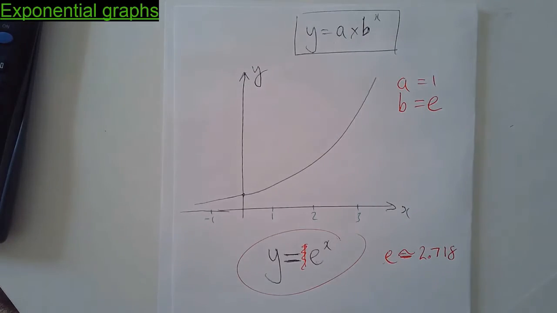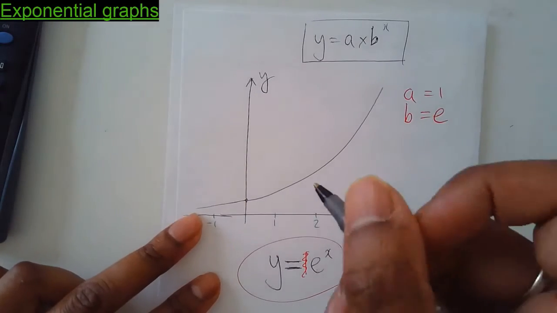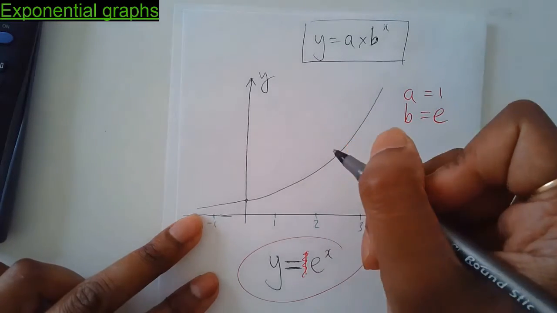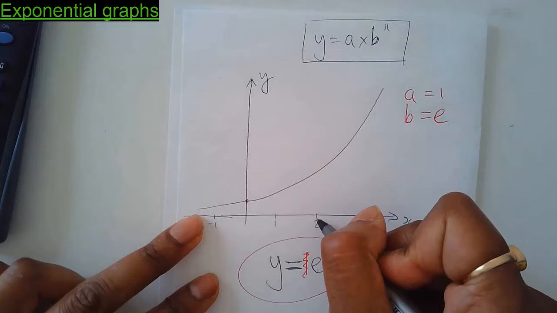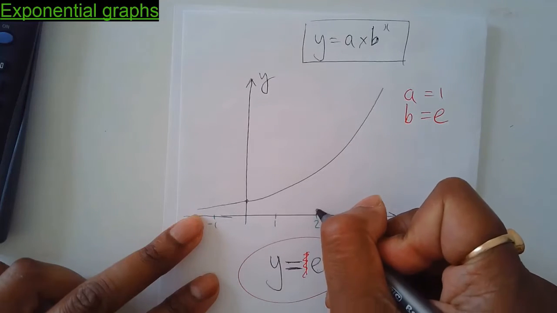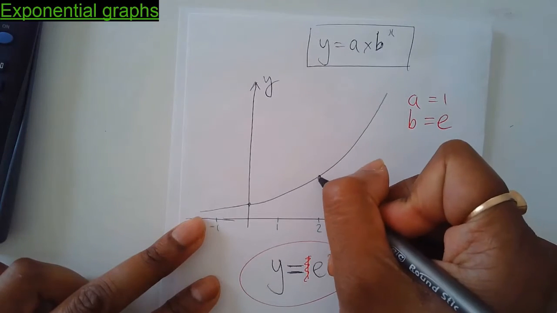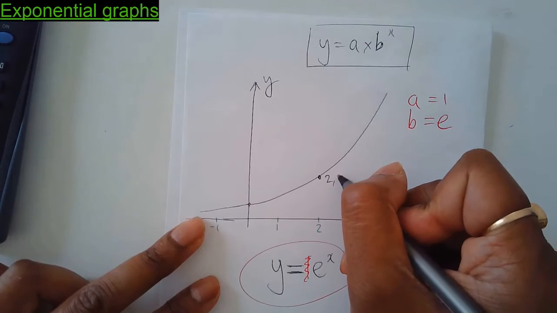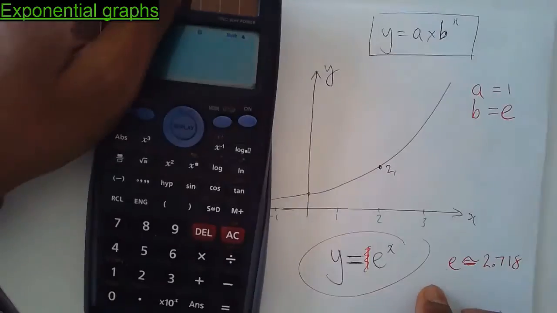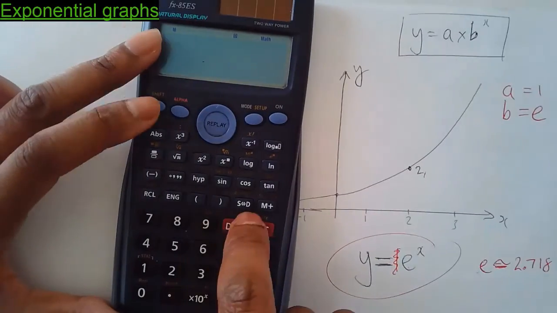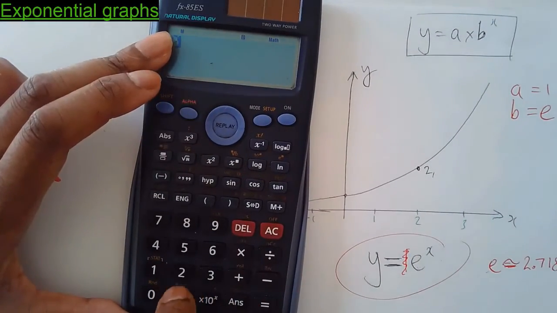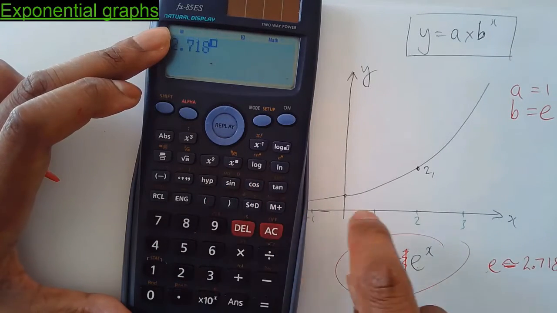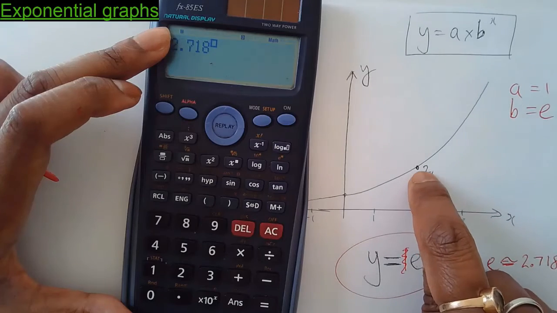Now, what's special about this is that when you want to find, for example, the gradient, let's say we want to find the gradient 2 along the corridor over here, 2 along the corridor, and how many up the stairs is it? Let's just work that one out. So we have e, 2.718, to the power of, well, x is 2, isn't it?